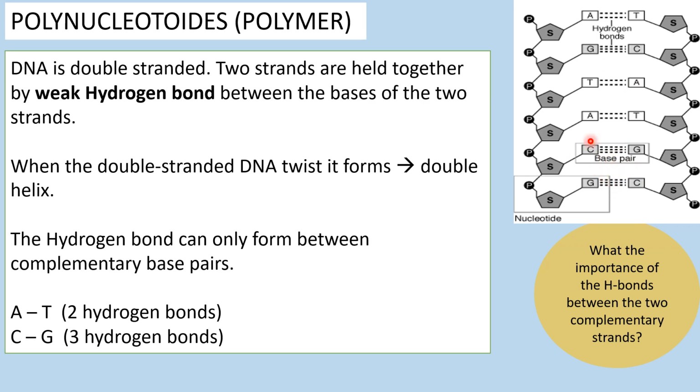So when the double-stranded DNA twists, it forms a double helix. The hydrogen bond is between bases, and it's between complementary bases. This weak hydrogen bond can only form between complementary base pairs. So A and T have 2 hydrogen bonds, and C and G have 3 hydrogen bonds. And these dotted lines here are showing you the hydrogen bonds. A and T, adenine and thymine, only 2 hydrogen bonds, and cytosine and guanine 3. We need to know that.